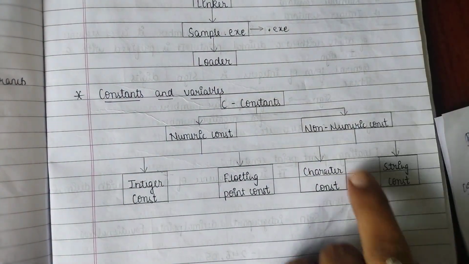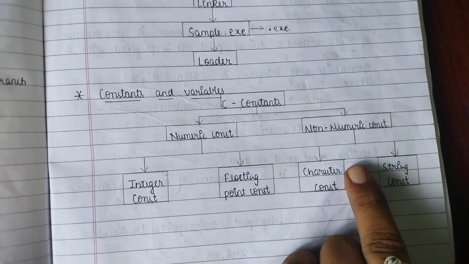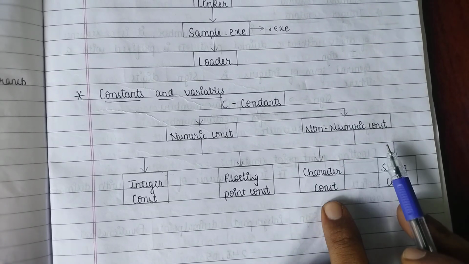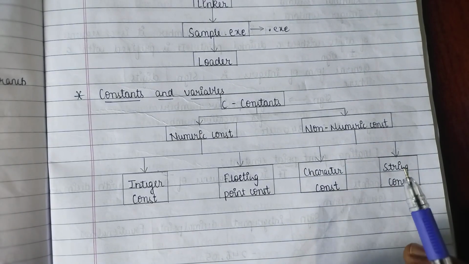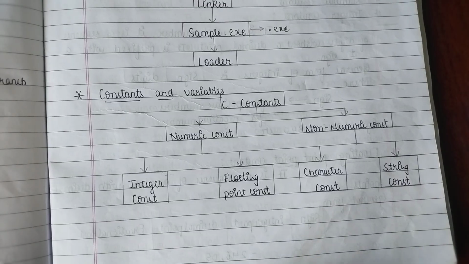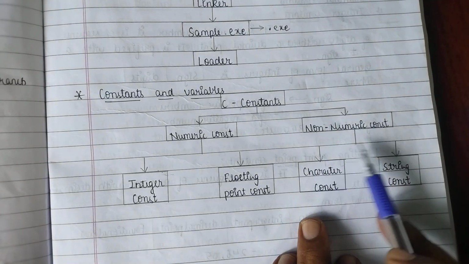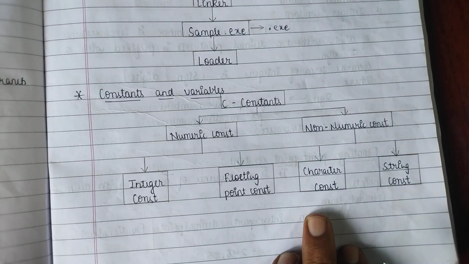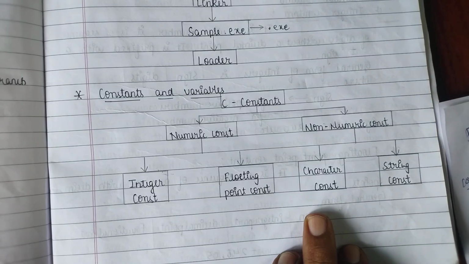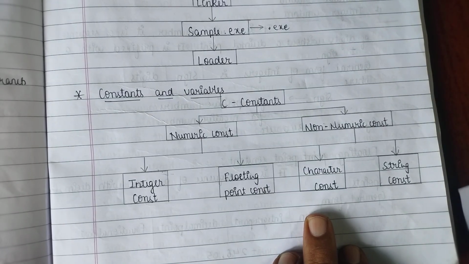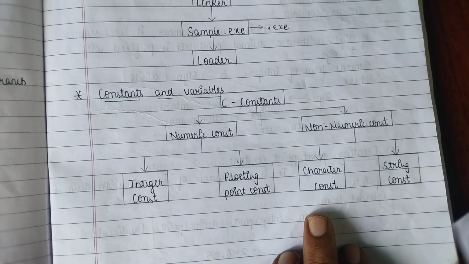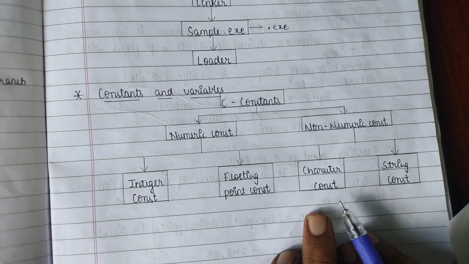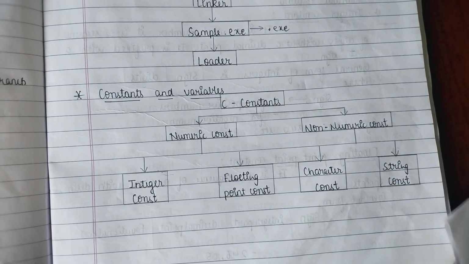Now just come to the non-numeric. Already we discussed the non-numeric constant is a constant which cannot contain any numbers. If non-numeric, what will come? Alphabetics, that is A to Z. In that, again we can divide it into two types. One is character constant, another one is string constant.